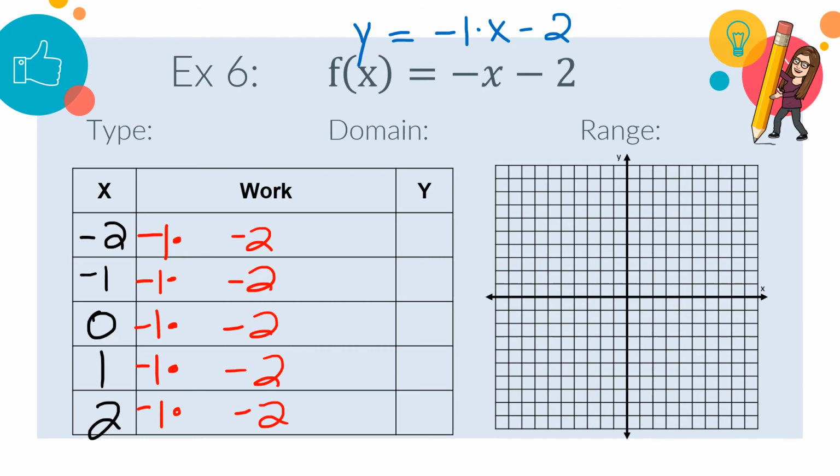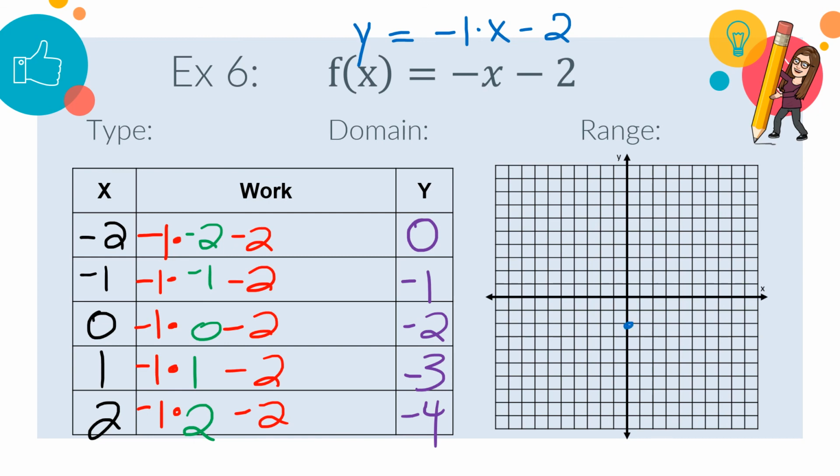I'm going to fill in my x values. And I'm going to calculate. Negative times negative, positive 2 minus 2, 0. Negative 1 times negative 1 is 1 minus 2, negative 1. Negative 1 times 0, 0 minus 2. Negative 1 times 1, negative 1 minus 2. Negative 1 times 2, negative 2 minus 2. Perfect. I got a nice clean pattern.